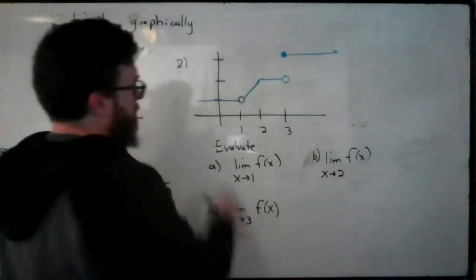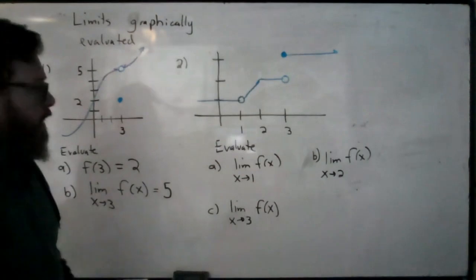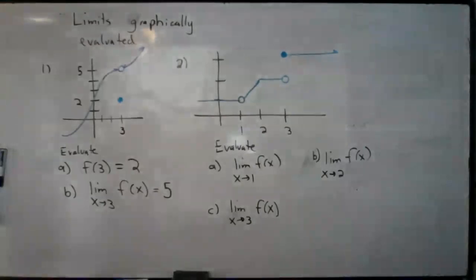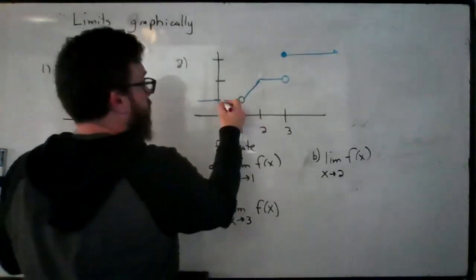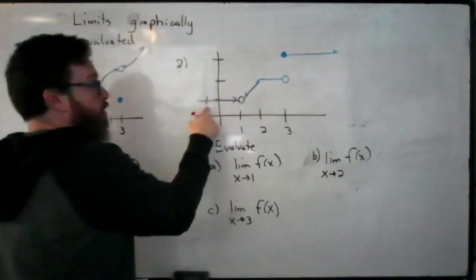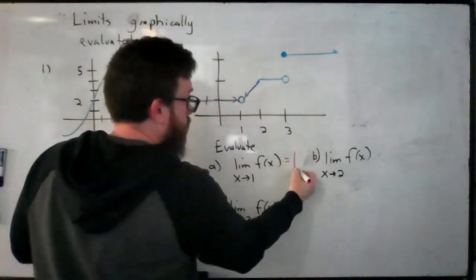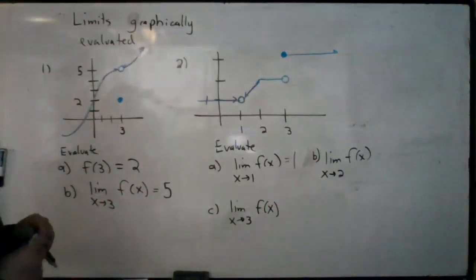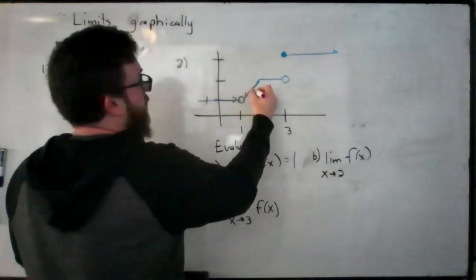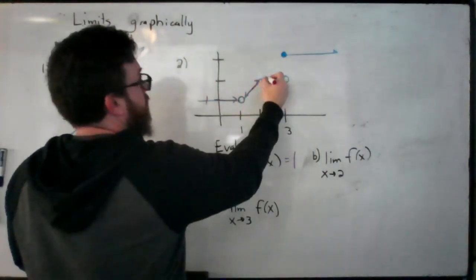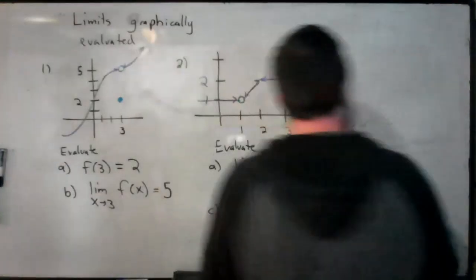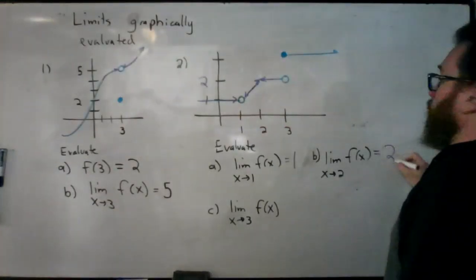So here I want to determine the limits of f of x at 1, 2, and 3. So as x approaches 1, we can see from this direction and also from this direction that those y values are getting close to y is equal to 1. So this will be equal to 1. As x equals 2, we can see from the left-hand side, as I approach 2 from this side, and from this side, we can see that that is going to be 2. So this will be equal to y is equal to 2.